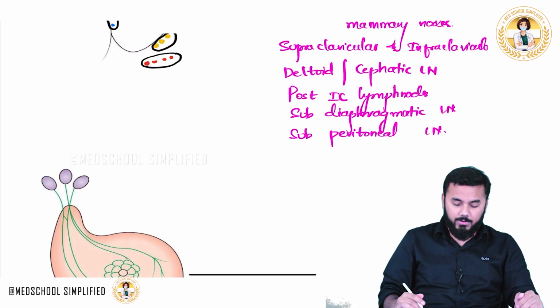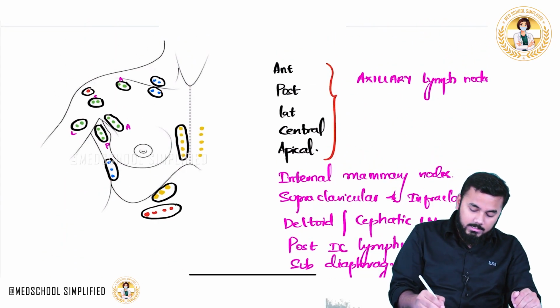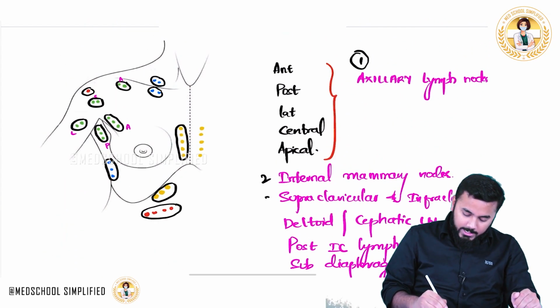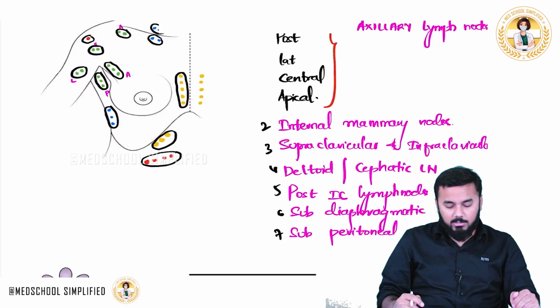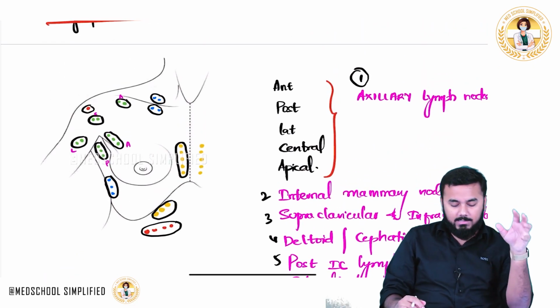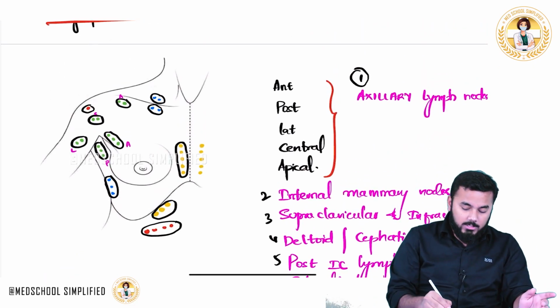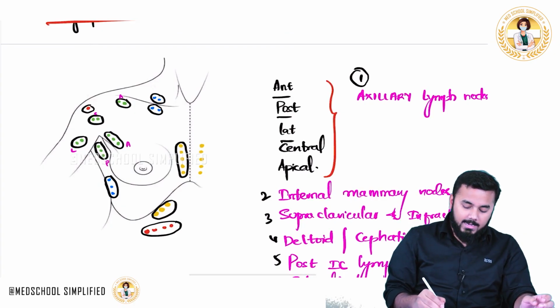So how many? Seven groups of lymph nodes we have got, guys. So this is the first group. Next we have the second, third, fourth, fifth, sixth as well as seventh. So let us look at what these lymph nodes are. Axillary lymph nodes. Axillary lymph nodes are anterior, posterior, lateral, central, apical.